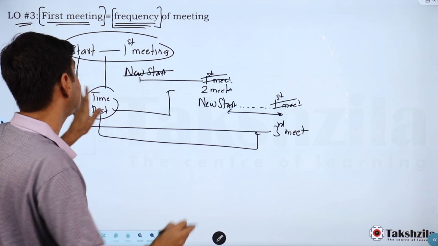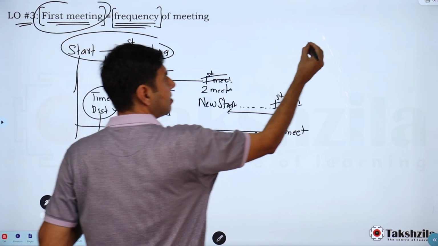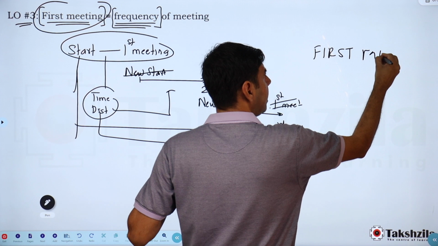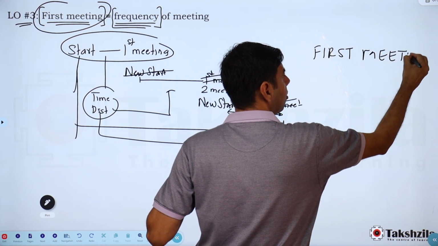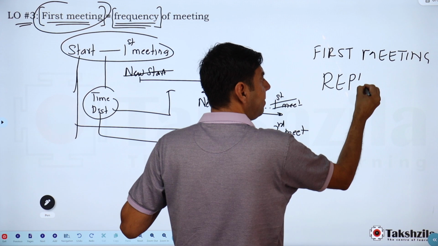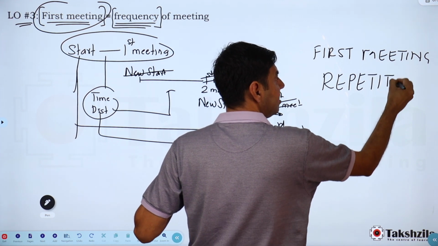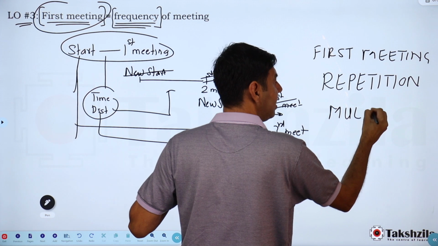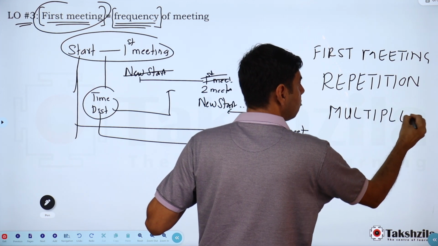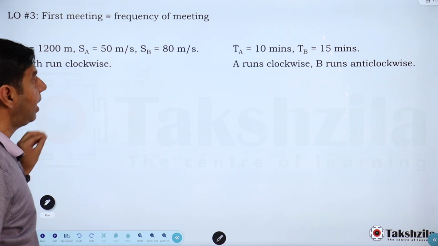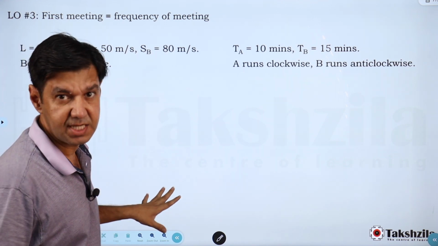So, very simple, students. Take the first meeting and now just keep these ideas of repetition, or if you want more in maths, multiples, in your mind. And this is what I'm going to show you next. So I've been a little fast, now I'll become a little slow for this slide.